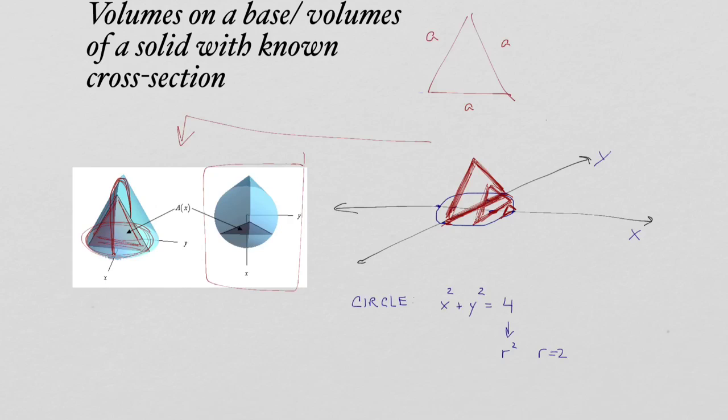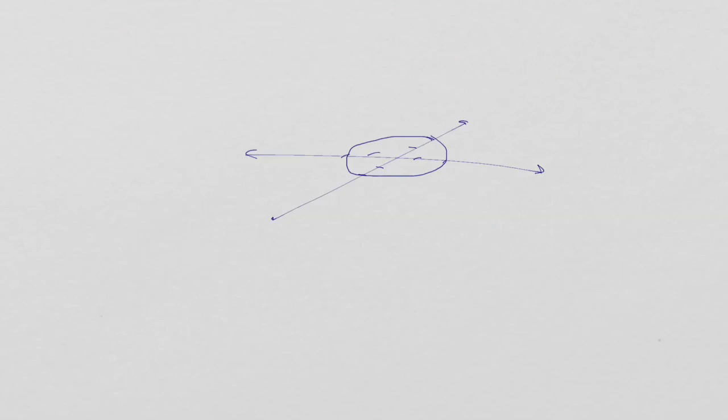So this is the type of situation that we're talking about when we talk about volumes on a base, or volumes of a solid with a known cross-section. When we say that we have a known cross-section, it means that I know the cross-section is, in this case, an equilateral triangle. We could have the same exact situation, only the cross-sections would be, let's say, squares.